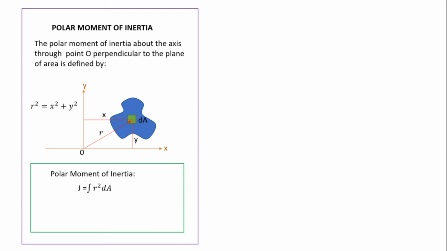And then, what is r squared? From the Pythagorean theorem, guys, r squared is equal to x squared plus y squared. So we just substitute it here, so it becomes x squared plus y squared times dA. Then, distribute. So it becomes x squared dA, which is Ix, and y squared dA, which, if we recall, is Iy. And then, our unit is mm raised to 4.